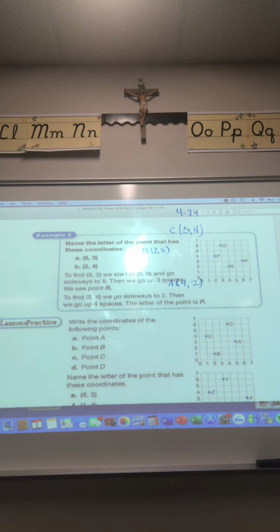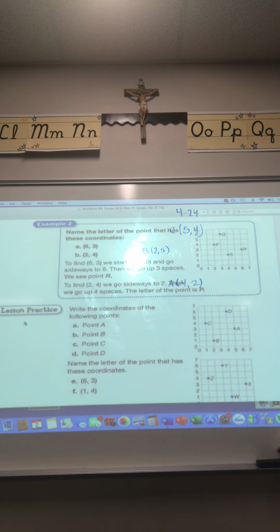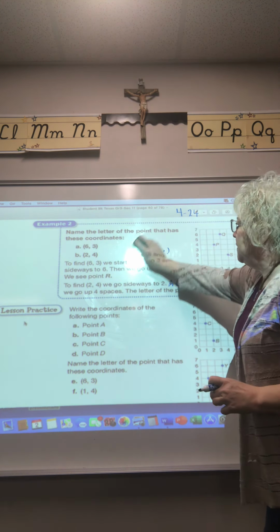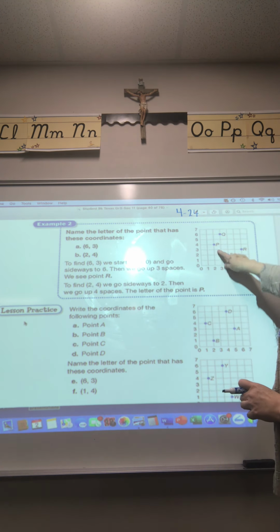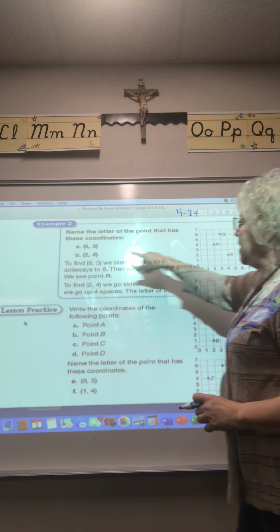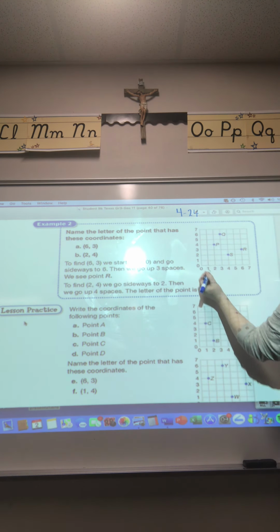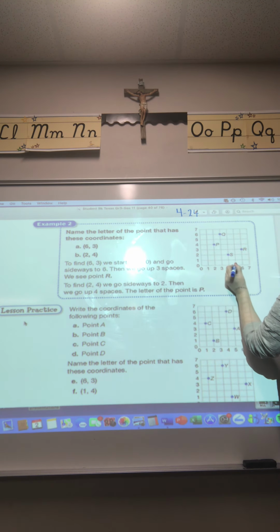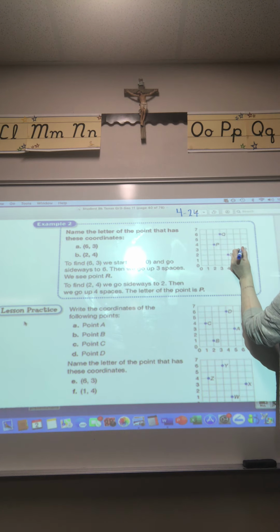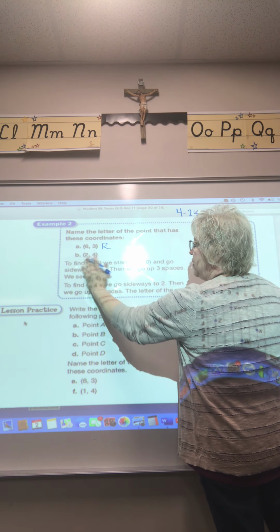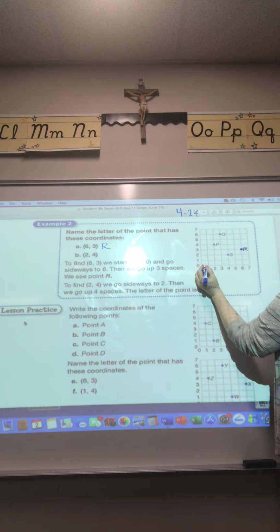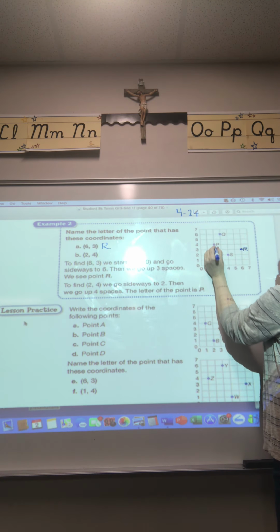Example 2. Name the letter of the point that has these coordinates. So where is it, Q, P, S, or R, that has 6, 3? Let's find out. We go across to the 6, we go up 3, and here's our dot, and our letter is R. So you would put your answer. And for B, over 2, up 4. Over 2, up 4.